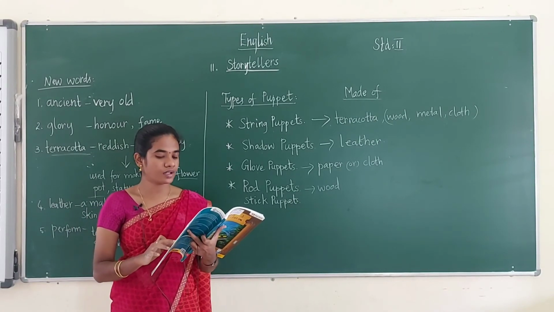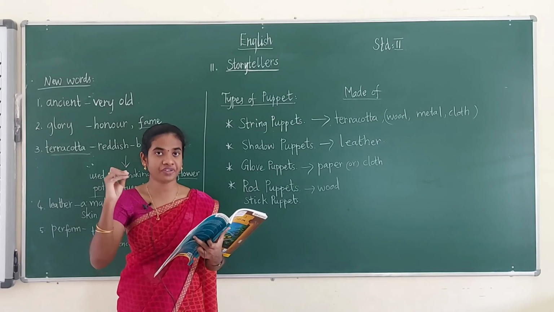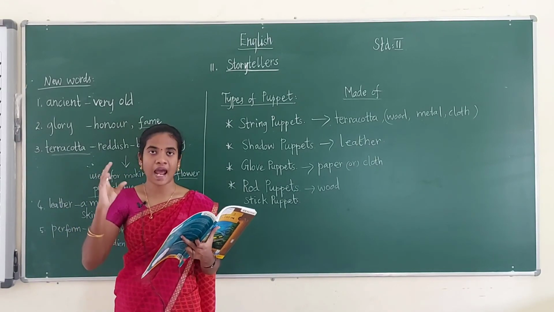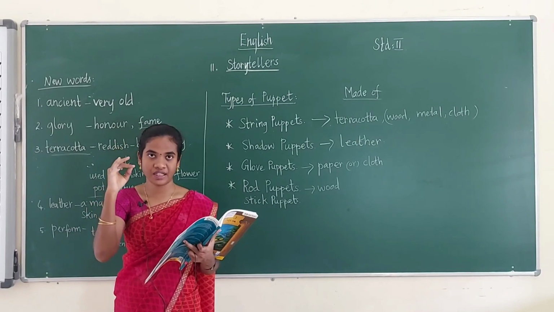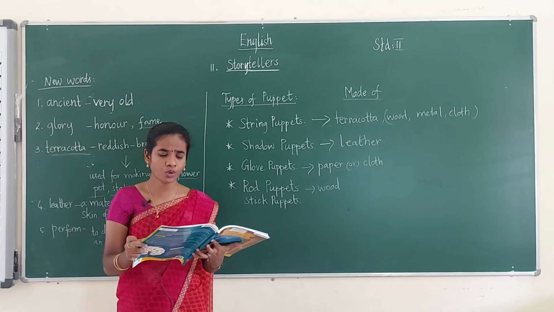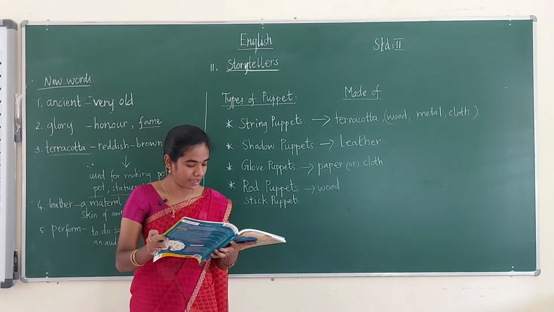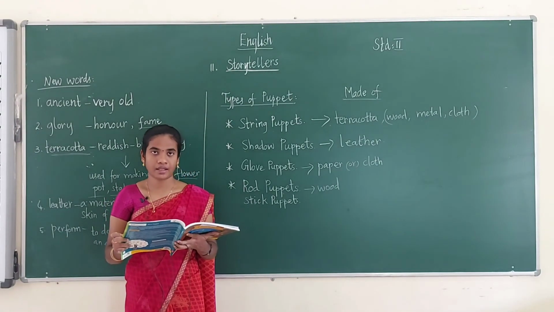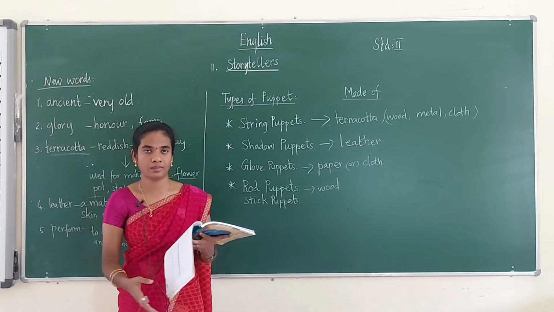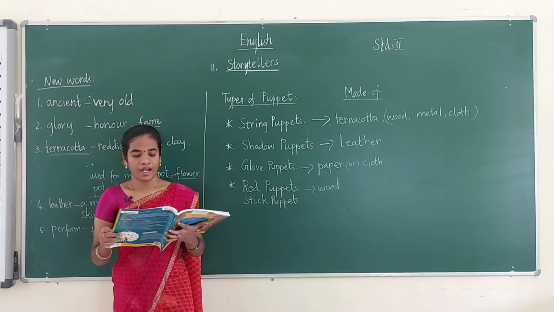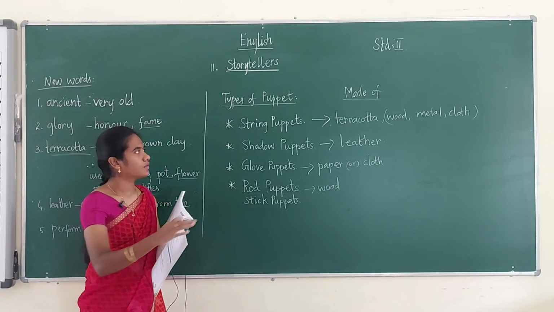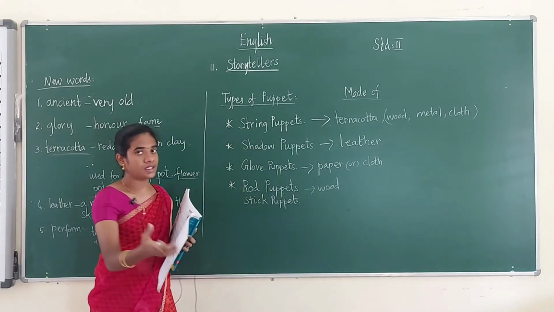And what is the movement of the glove puppet? That is the fingers. We can wear it like a glove on the puppeteer's hand, and we use our fingers to do the action. And the movement of the rod puppet is with sticks and rods. They have a stick and rod, and with the help of that they move them. For each and every puppet we have seen the movements also.